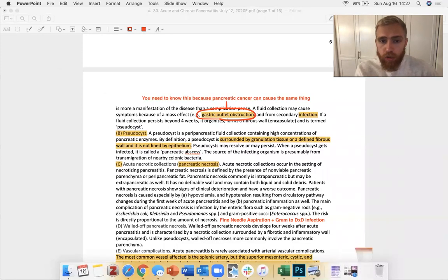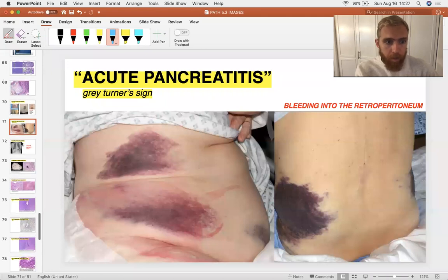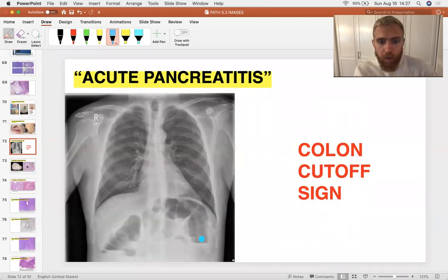You might also see the transverse colon get involved. And you could see what's called the colon cutoff sign whenever you've got air in the transverse colon, but then you get to the descending colon and it stops. It's totally fine. So what's causing that? Inflammation that spreads to the transverse colon via the mesentery, because the transverse colon has a mesocolon, right? And so the pancreas is kind of adjacent to that mesenteric structure.